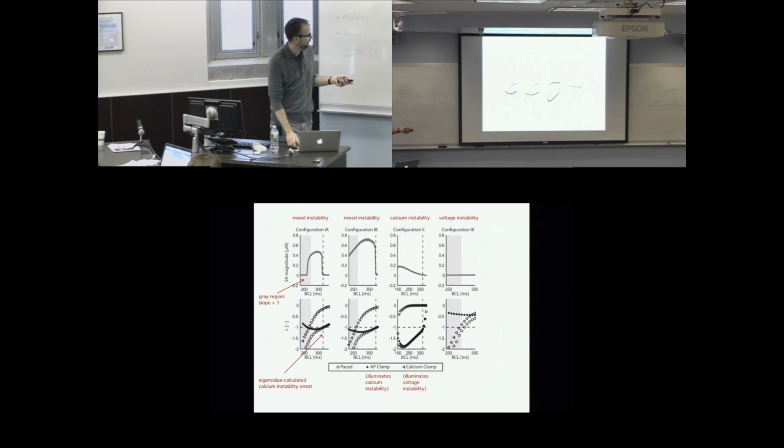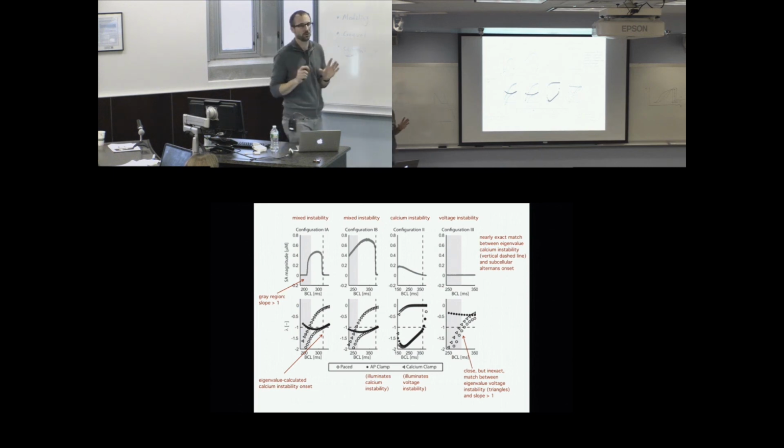I mentioned that. So this dashed vertical line is the Eigen mode calculated calcium instability onset. So the theory predicts that the calcium instability is going to onset at the exact same point, in fact, where the subcellular alternans start. So that's good. That's what I just mentioned. What we also find is that you get a close but inexact match, and I'll talk about it in a second, between the Eigen mode voltage instability calculation and the slope of the restitution being greater than -1.